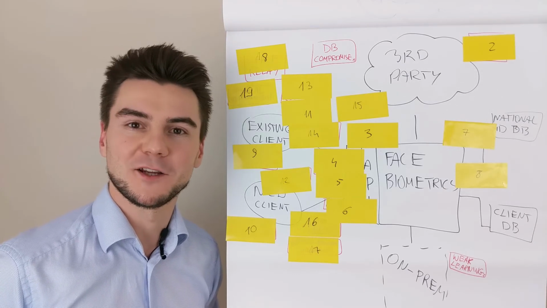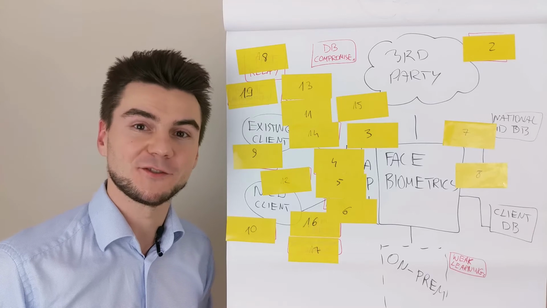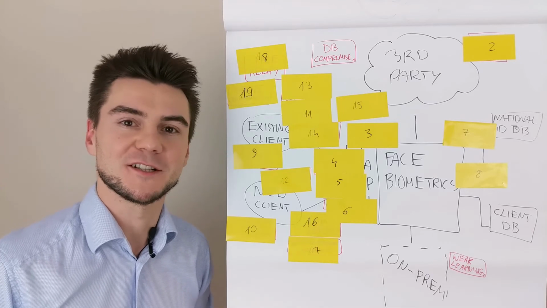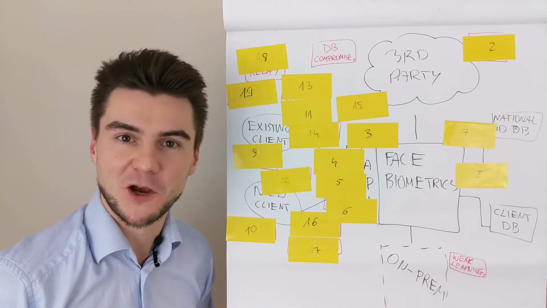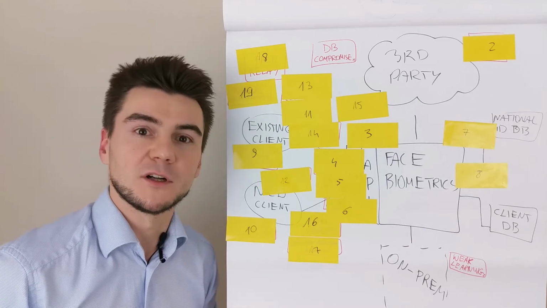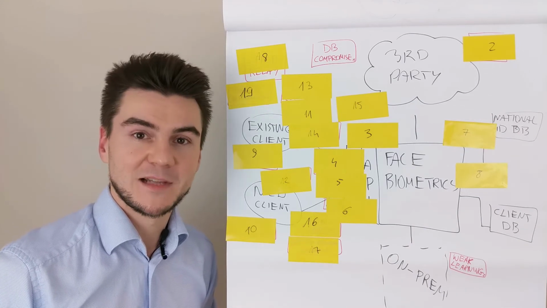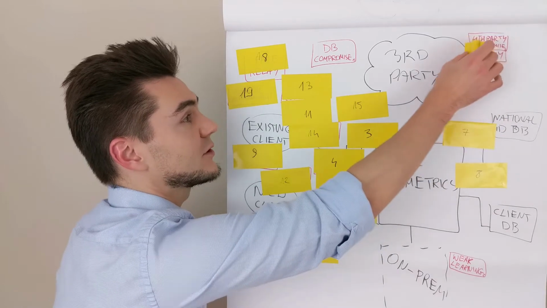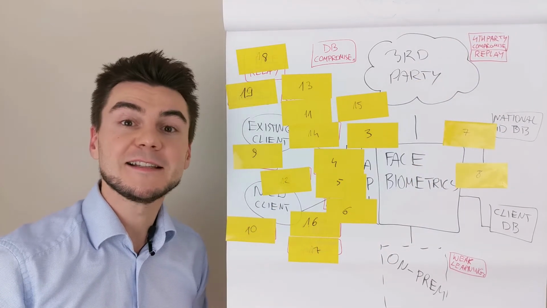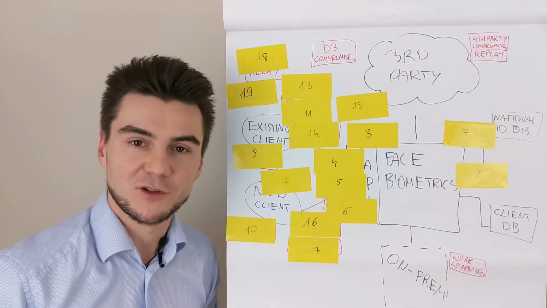A fourth-party compromise: your competitor gets hacked, or a completely different service that is using the same face biometric solution, or a completely different one, gets compromised. And if your solution is vulnerable to replay attacks, this data may be used to compromise your clients.